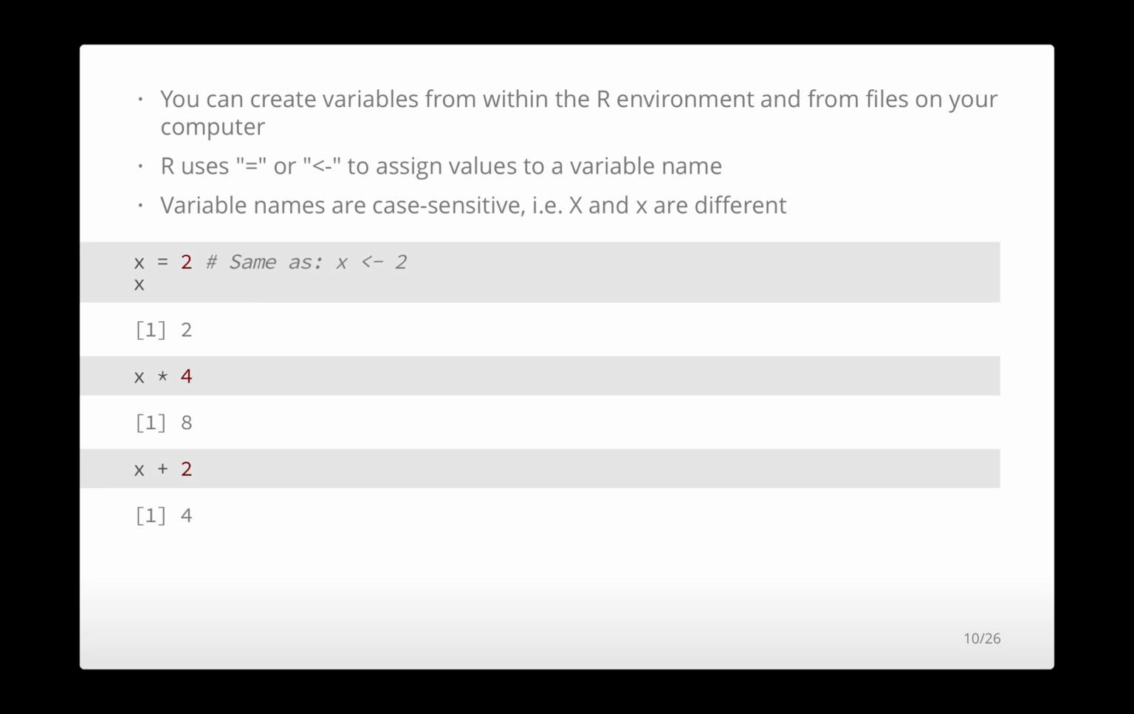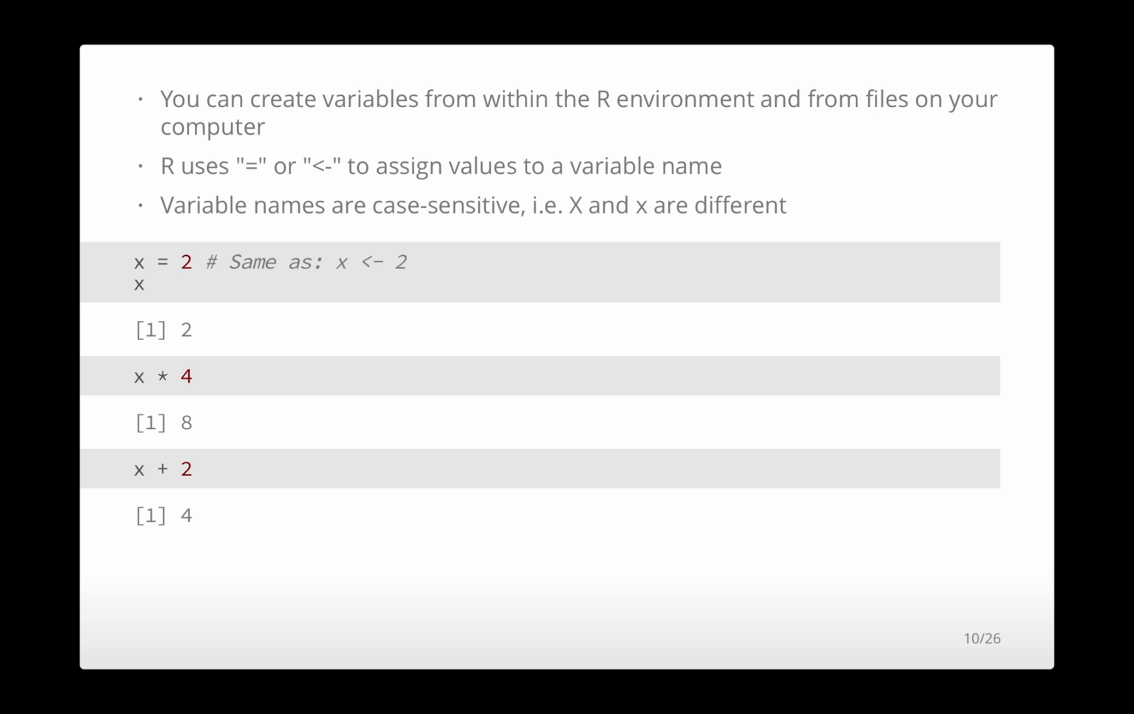All right, so now, how do you assign things? You can create variables within the R environment from files on your computer, but you can also just assign it to anything. R uses two assignment operators. One is the equal sign: X equals 2. That is what I use, and what 99% of the slides will use. It also has what's called the arrow, or the assignment operator, which is the less than sign and a hyphen.